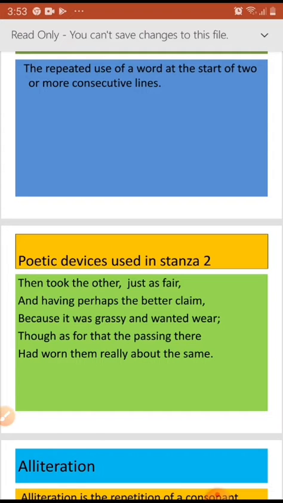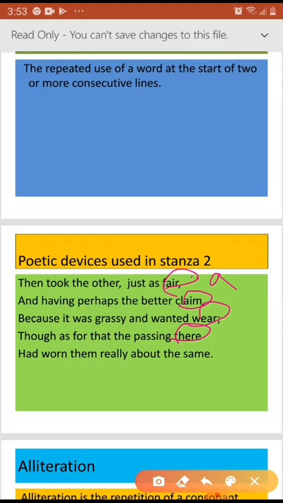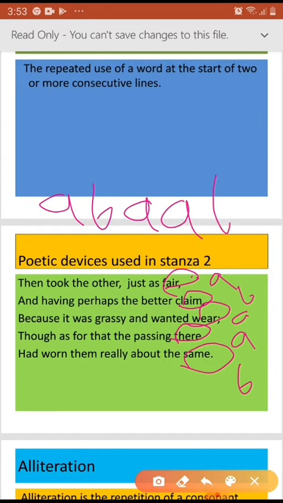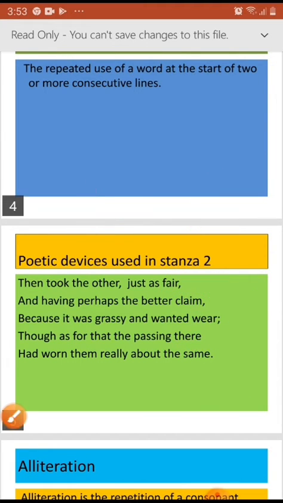Now children, we have to find out the rhyming scheme. Here you can see fair is rhyming with wear and there, and claim is rhyming with same. So the rhyming scheme of this stanza is A, B, A, B. I hope you understood. Now let's move on to the next stanza, children.